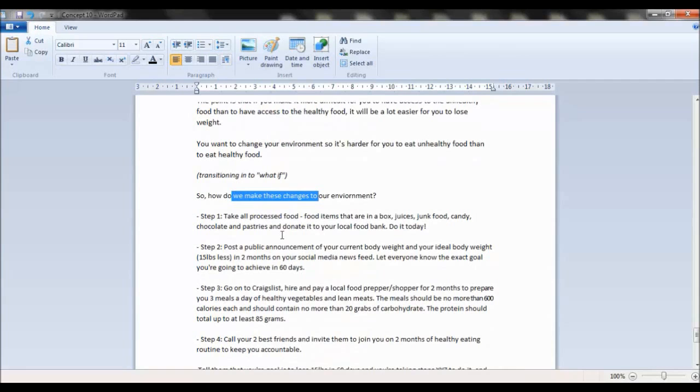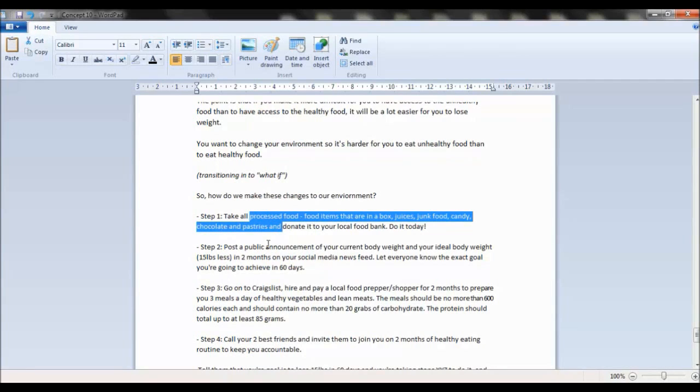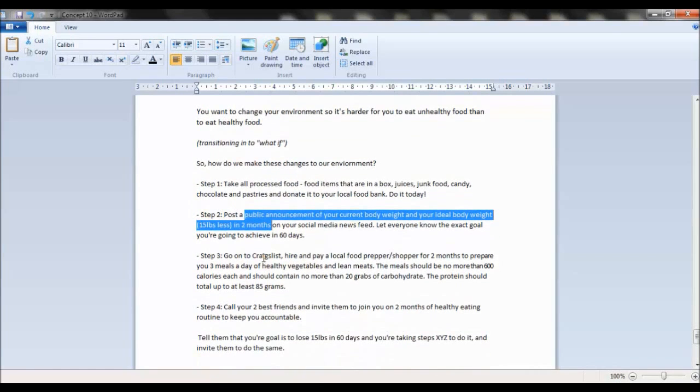So, how do we make these changes to our environment? Step 1, take all processed food items that are in a box, juice, junk food, candy, chocolate, and pastries, and donate them to your local food bank. Do it today. Step 2, post up a public announcement of your current body weight and your ideal body weight in 2 months on your social media newsfeed. Let everyone know the exact goals you're going to achieve in 60 days.